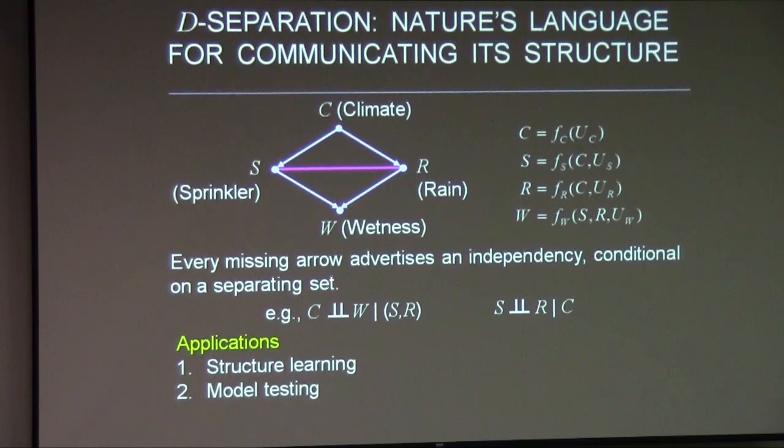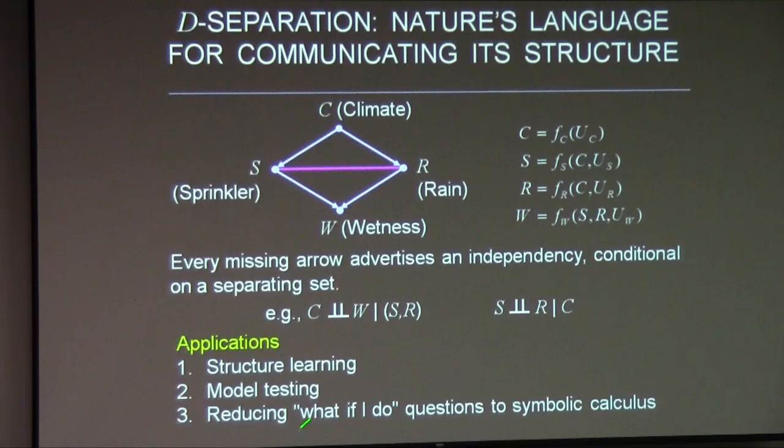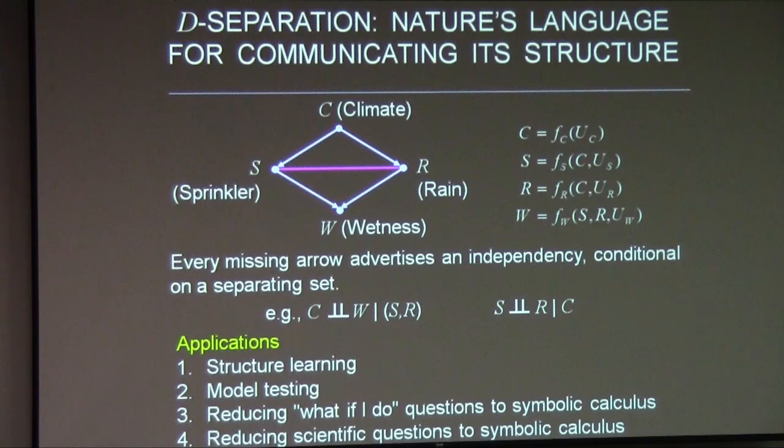Second, if you have a model and you want to test it, these provide you the testable implication, without which you cannot test your model. Third, it allows you to reduce the what-if-I-do question to symbolic calculus, which I'm going to show you. And fourth, it reduces many scientific questions, not only of what-if-I-do nature, to symbolic calculus. And this is what I'm going to show you.